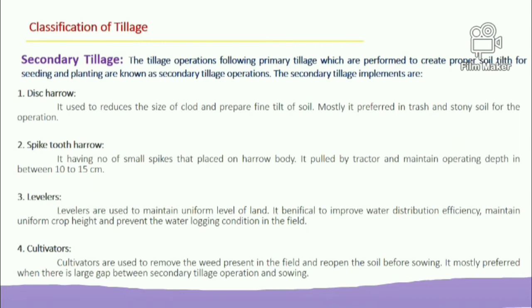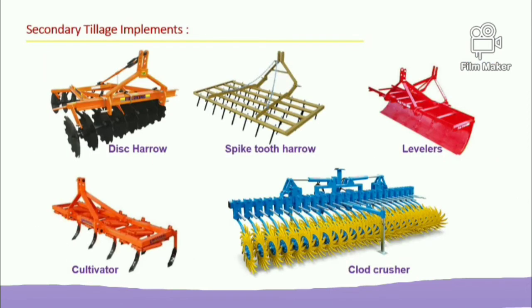Then secondary tillage. The tillage operations following primary tillage, which are performed to create proper soil tilth for seeding and planting, are known as secondary tillage operation. The equipments used in secondary tillage are harrow, levelers and cultivators. So these are the different equipments which are used in secondary tillage operation.